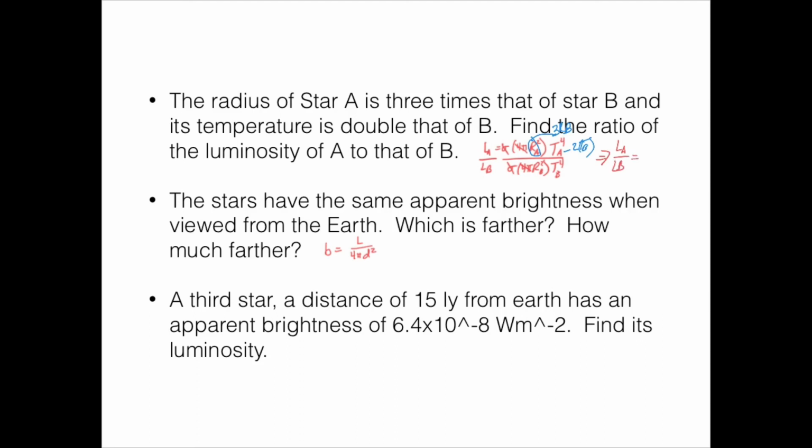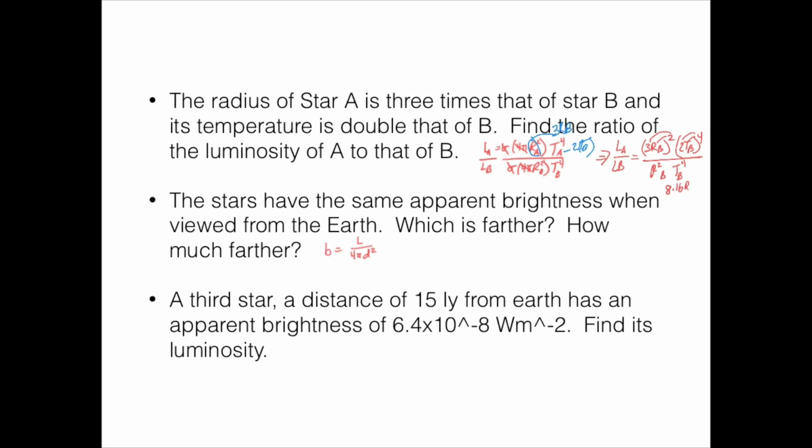The luminosity of A over the luminosity of B is going to be equal to the radius of A, which is 3 radius of B, squared, times the temperature of A, which is 2 temperature of B to the 4th power, over radius squared of B and temperature of B to the 4th. Remember the powers should distribute, which is going to give me a 3 squared up on the top, and then 2 to the 4th power, which is 16.